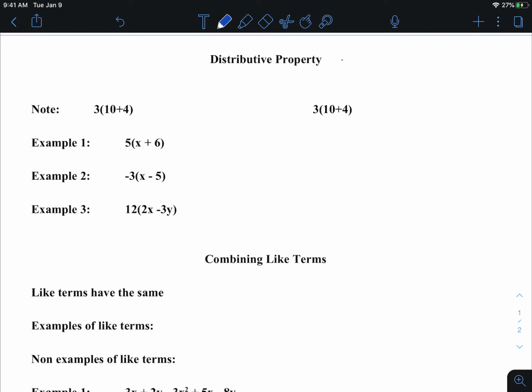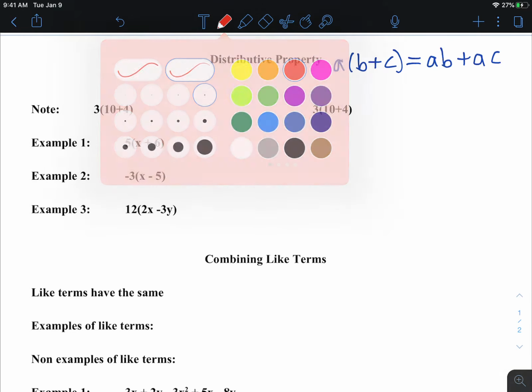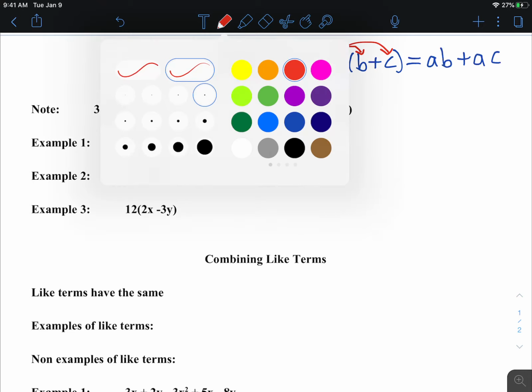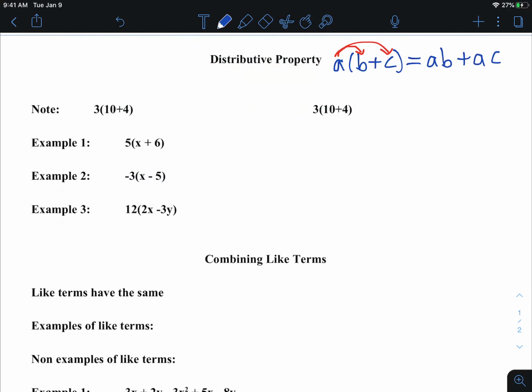Well, it looks like this. So these are equivalent expressions. What it tells us is that when we have something multiplying something in parentheses, we can distribute that thing to every term inside the parentheses. Okay, this will make a little more sense when we see an application of it.